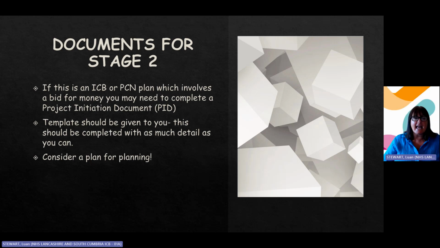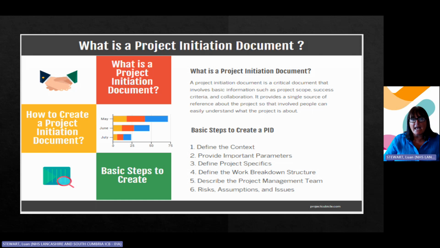Again, if you are writing a PID, you need to look at all the parameters, define your project, define your structure, talk about your project management team, look at risk, look at issues, and go back to that point that I made earlier of what if we did nothing? Because if we did nothing, which is part of your business case or your PID, you will need to show that actually doing nothing isn't a possibility. So therefore, this is why you need this particular funding. So you need to be really strong in your approach.